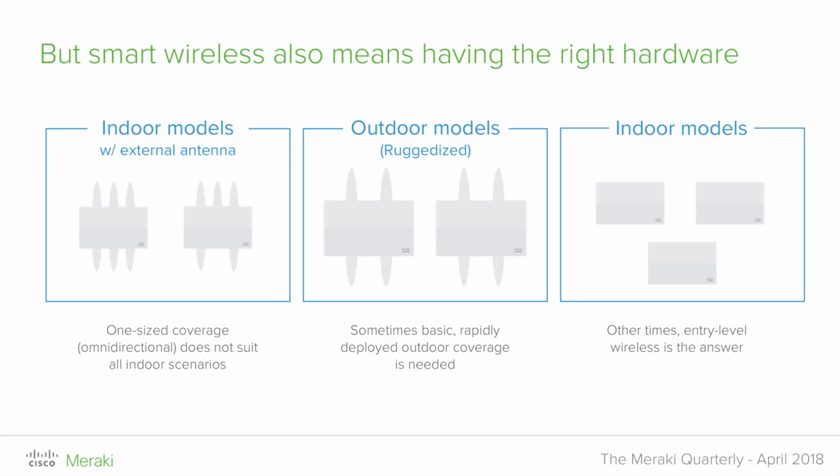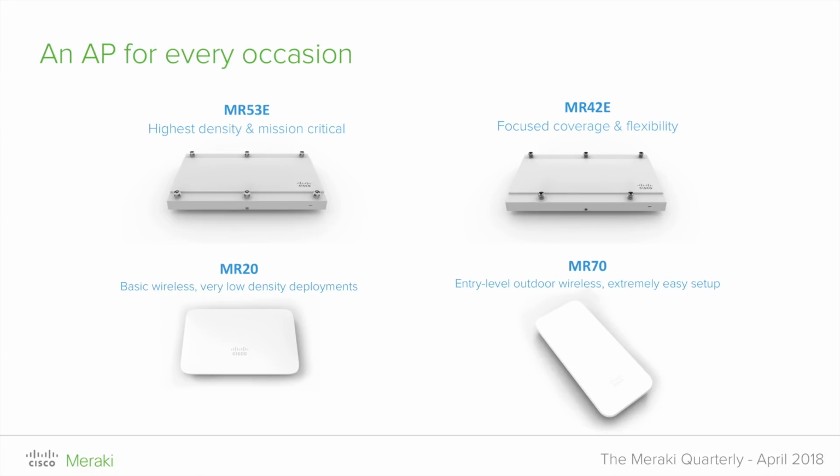And then we also know that sometimes you just want an entry-level AP, right? You're looking for basic wireless. You're looking for coverage, not capacity. And so we've heard you all this time. And what we've done is now we've created an AP for all of these occasions. And we've introduced 4 new models, and you see them here. Up at the top, the MR53E and the MR42E. These are indoor access points that take external antenna. And I'll talk about the antenna just in a moment in the next slide.